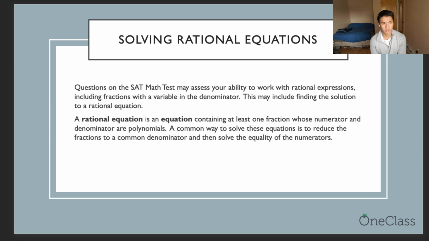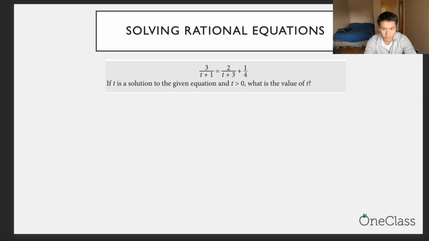I think this is something that you will see less often on the SAT math test. It's not going to be the majority of questions, but it is important to know the method by which we would approach these questions. And that's touched upon here. Most often, you would reduce the fractions to a common denominator, so you're just left with the numerator terms, and then you can solve through the numerator terms. Why don't we do an example to illustrate what that would look like?